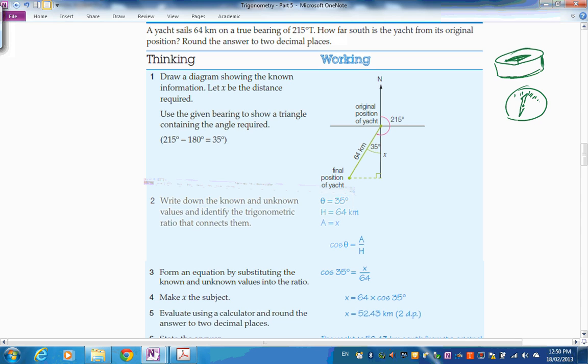Alright, let's have a look at this one. A yacht sails on a true bearing of 215 degrees true. That means face north and come around here. How far south is the yacht from its original position? So if it sails off on that bearing, there we go, it's obviously going partially south. So form the triangle. This would be 215 take 180 to get that angle in there of 35, making up a little right angle triangle here.